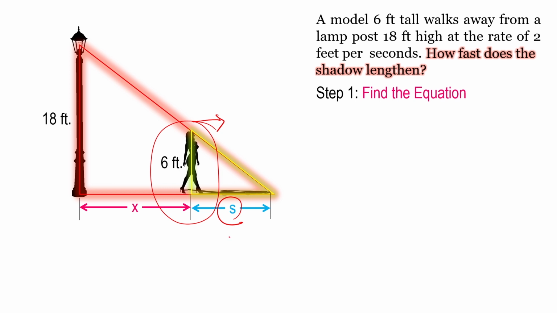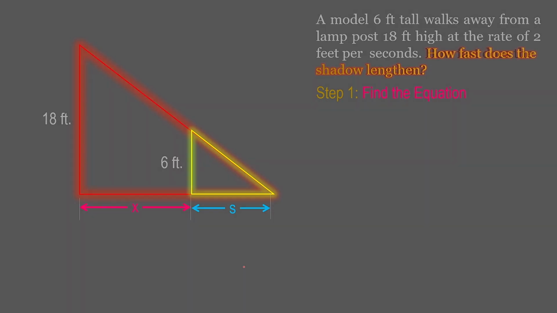So we are looking actually for ds over dt. Now take note that S now is the length of the shadow, as compared to the previous problem where S is denoted as the distance from the lamppost to the tip of the shadow. This time S is the length of the shadow. So we are looking for ds over dt. Of course, we will apply the same steps. And step number 1 is to find the equation.